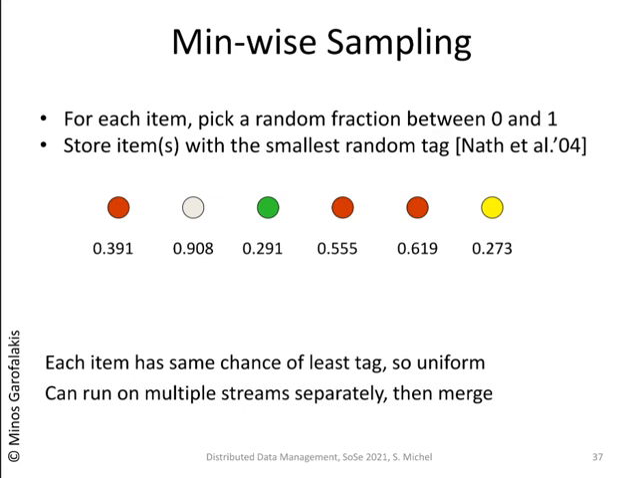The next one is called min-wise sampling, also very simple. Here again we were interested in getting a uniform sample of a certain size, and how min-wise sampling works is we assign a random number between 0 and 1 to every item in our stream, and we are storing in our sample the m smallest of these items in terms of the random number we have assigned. Every item has the same chance to be in the sample, so the sample is uniform, and this can also be executed on multiple data streams separately and then merged.